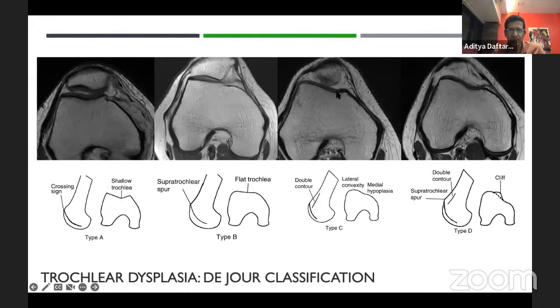Here you can see the medial facet is significantly smaller than the lateral facet. Normally, these should be in about a 60-40 ratio. And then here you can have this cliff-hanging fall-off sign in a type D.